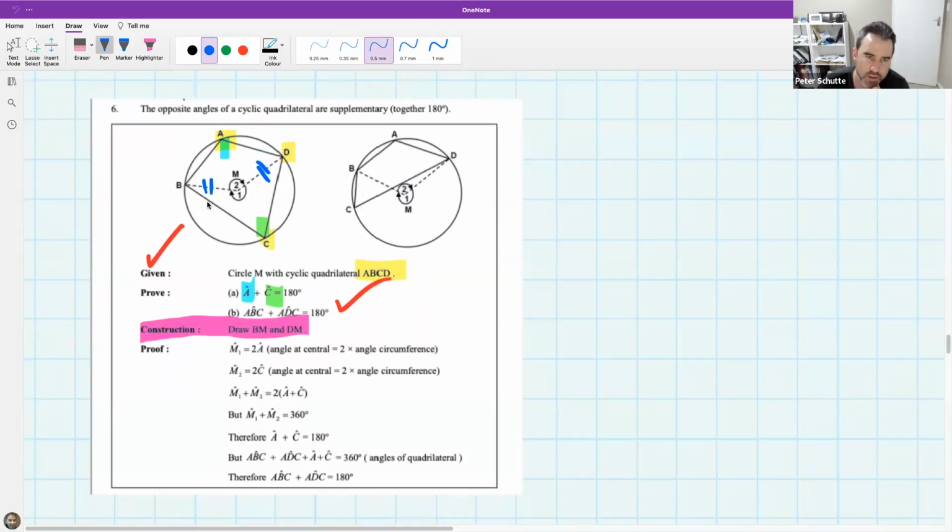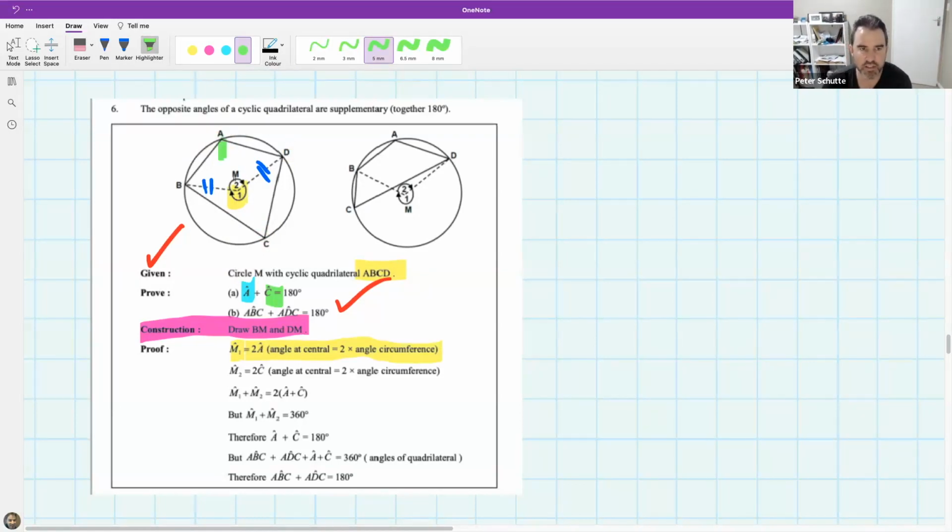Now, the reason you draw these radii is you're trying to create an angle at the center situation, almost like the arrowhead. So let's look at what we can see. We see M1, and let's get rid of all this other stuff which is distracting. Where is M1? M1 is the reflex angle over here. And what we are going to say is that M1 is twice the size of angle A. So M1 is related to this A over here. It's twice the size of angle A.